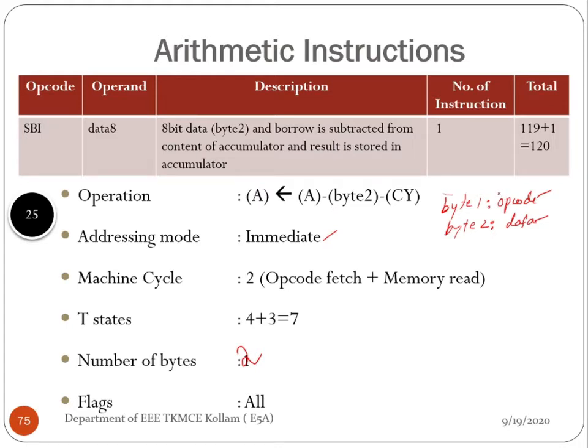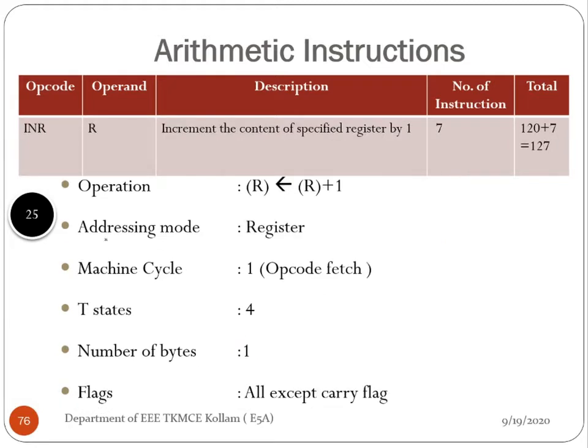So this byte 1, that is opcode, we need to take into instruction register while executing. That process is opcode fetch. Then we need to take this data into MPU. That process is known as memory read. So while executing this instruction, there is opcode fetch and memory read. Therefore, in order to complete the execution of this instruction, it requires 7 T states. All flags are affected. Next arithmetic instruction is increment or decrement.